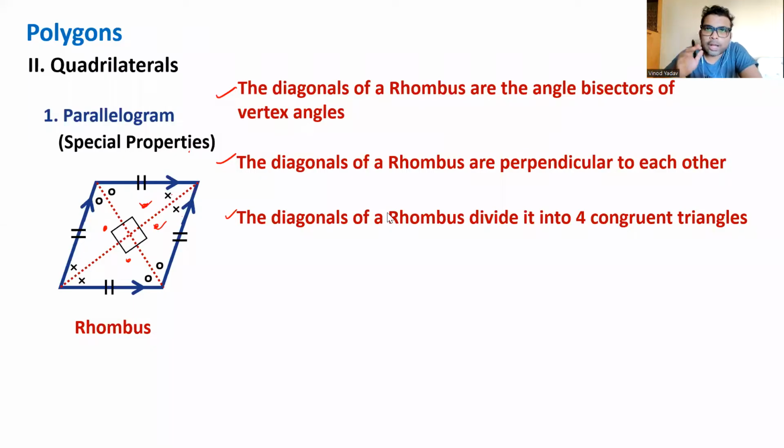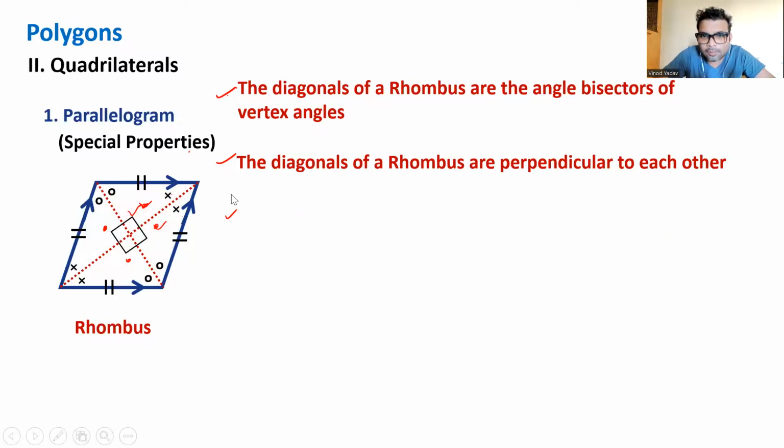Okay. So all the four triangles are congruent, because of which these two properties happen naturally. In a parallelogram, the opposite pair of triangles are congruent. All four are not congruent. Yeah. That's why you don't get the angle between the diagonals as 90.